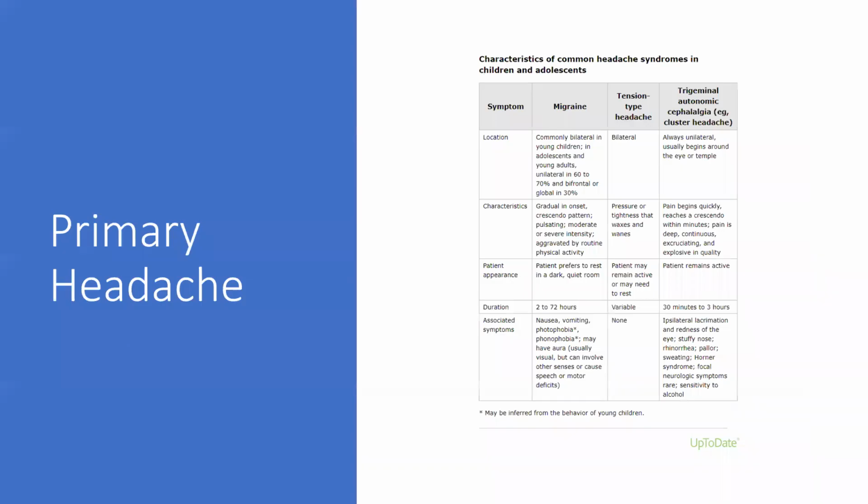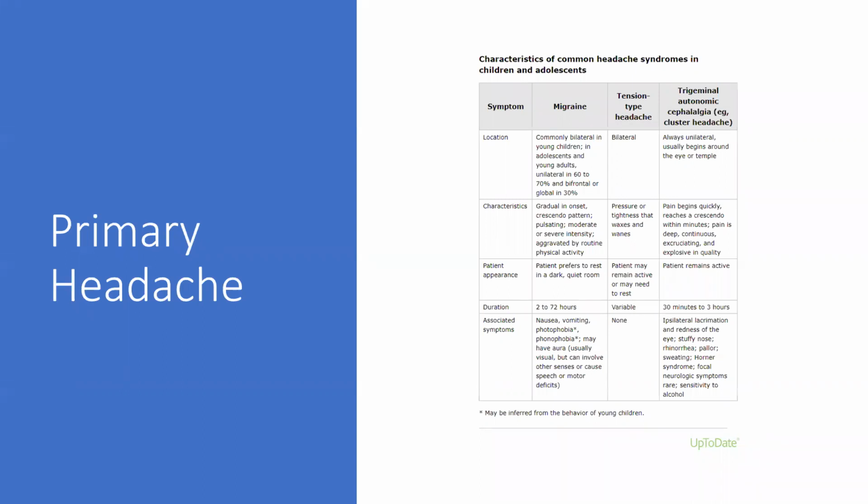This is from UpToDate, the characteristics of the common headache syndromes in children and adolescents. So you are all absolutely right. We have migraine, tension type headache, and the trigeminal autonomic cephalalgia. Usually we say cluster headache because it is the more common one in this group, and we do see them in children. As you can see, there are some differences between these three common types of headache.